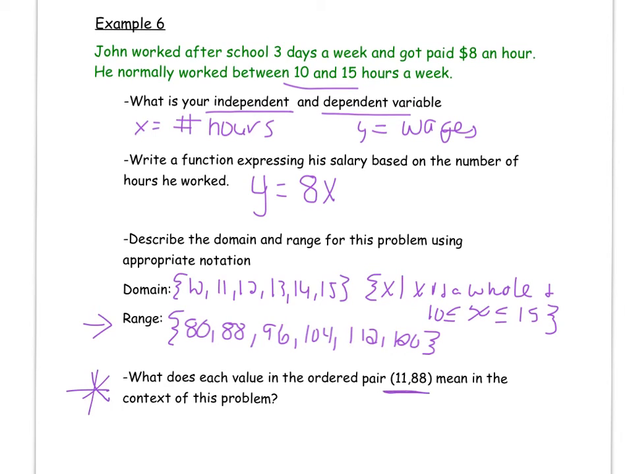So what does this ordered pair mean in this context? Well, you have to go back to think about what our independent and dependent variables are. Our x is the number of hours he works. So, and I'm not going to write this out, but you should. So the 11 means he worked 11 hours and made $88. So for this context, he worked 11 hours and made $88.